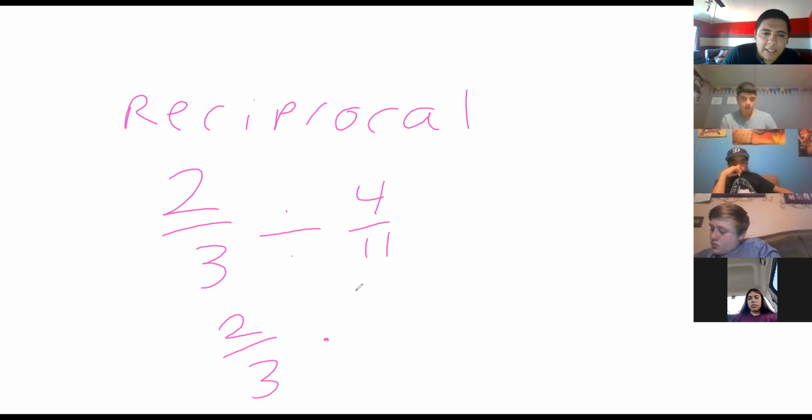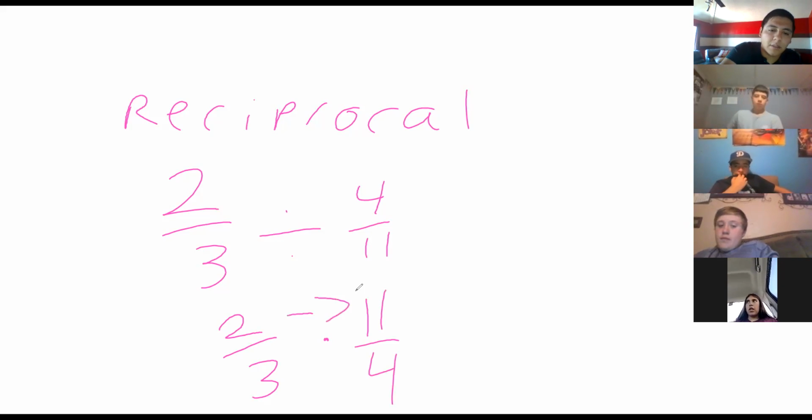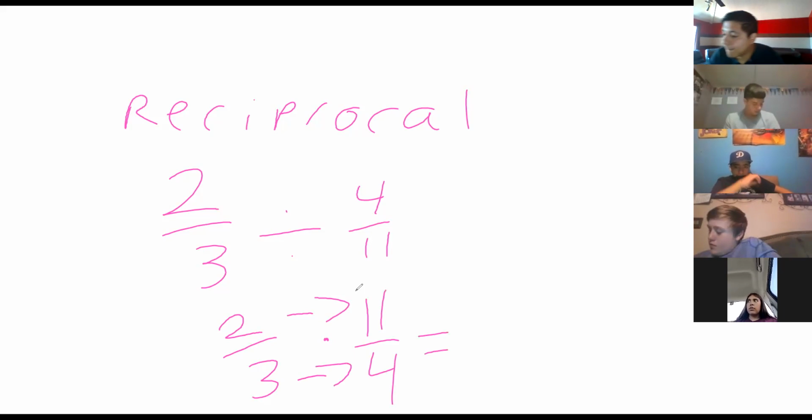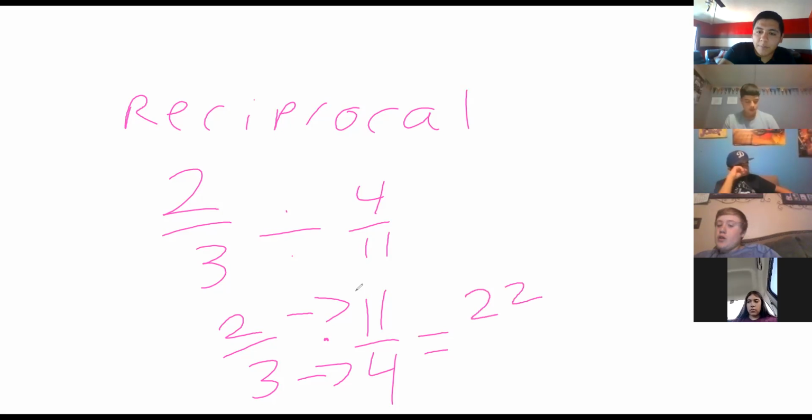What we're going to do is keep our 2 over 3, and then we change it into a multiplication problem, and then we multiply by the reciprocal of 4 over 11. So what would be the reciprocal of 4 over 11? 11 over 4. And now we have a multiplication problem. So let's multiply straight across. We have 2 times 11 is 22 over 4 times 3, which is 12. My bad. 22 over 12. Okay?